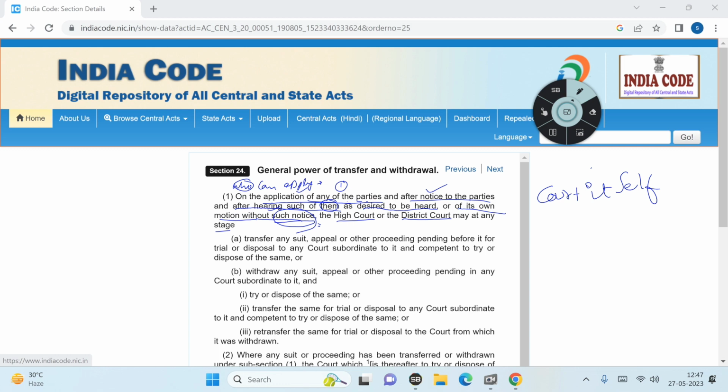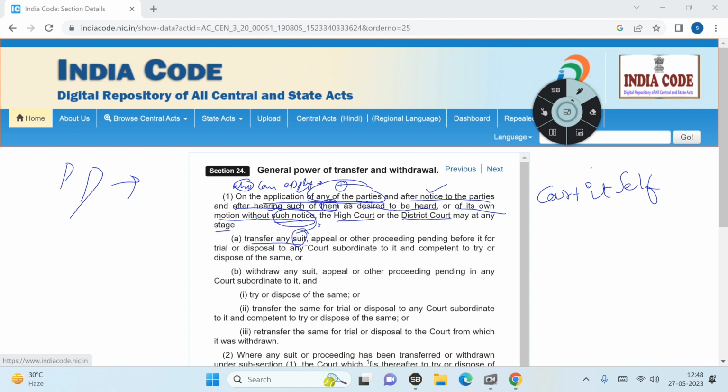Okay. So who can apply? Two options. Any of the parties, not one of the parties. Any of the parties means plaintiff, defendant, or any impleaded party. Normally in a suit, there are only two parties, either that side or this side. Next, what can it do? Transfer any suit.